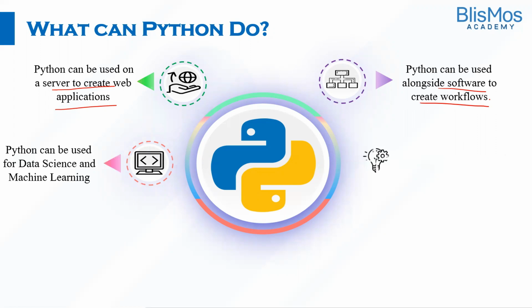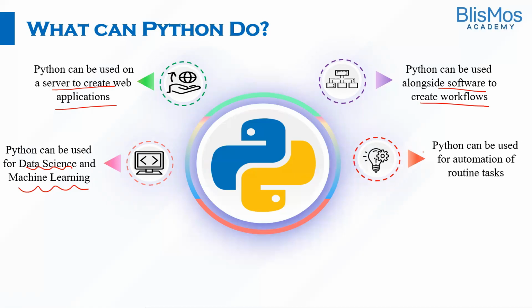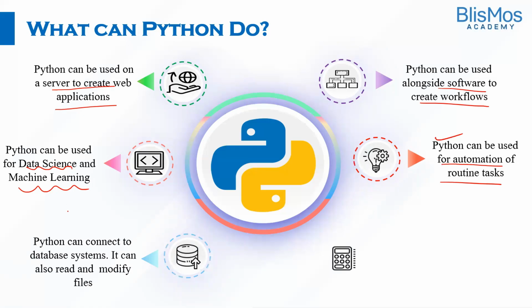The next thing is Python can be used for data science and machine learning as well, which is one of the very important technologies of this whole 21st century. Python can also be used for automation of routine tasks. It may be testing or any tasks which are done repeatedly. Those repeated tasks we can automate by using Python. We can also connect to database systems using Python. It can read and modify the data within the database systems.